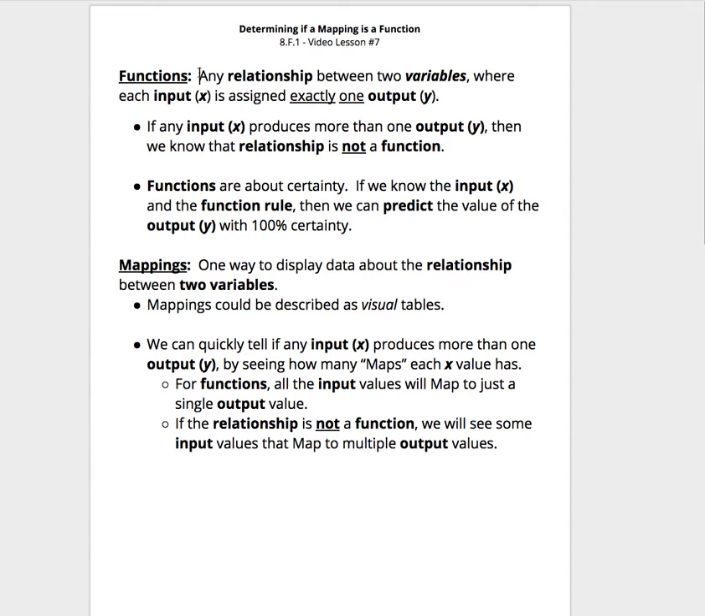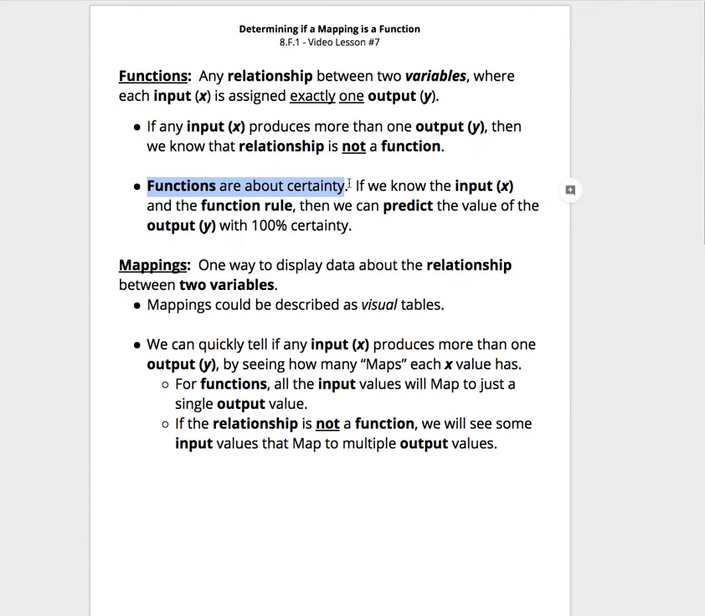A function is any relationship between two variables where each input, each x value, is assigned exactly one output, or exactly one y value. If any of the inputs or any of the x values produce more than one output, then at that point we know the relationship cannot be a function.